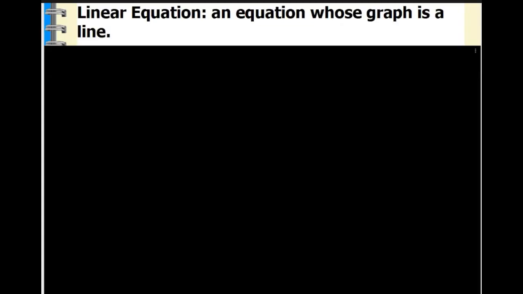All right, pay attention to the first sheet I gave you. We're talking about linear equations today. All right, so we have the linear equation is an equation whose graph is a line.